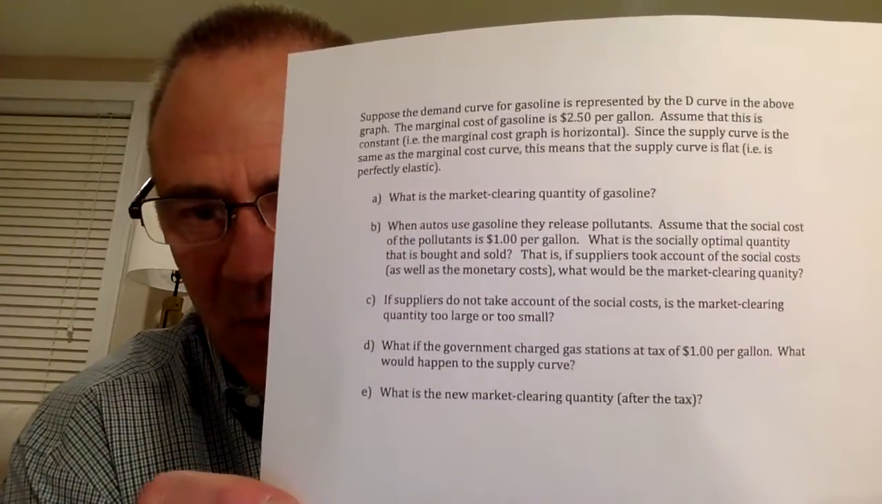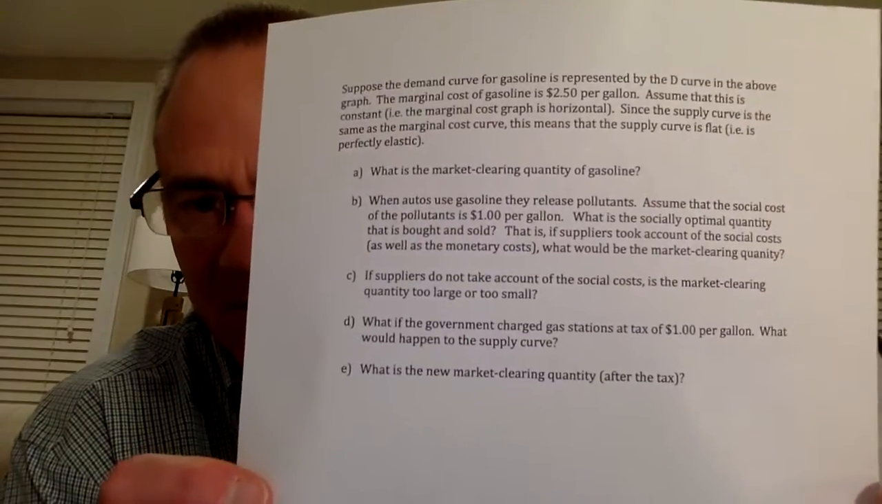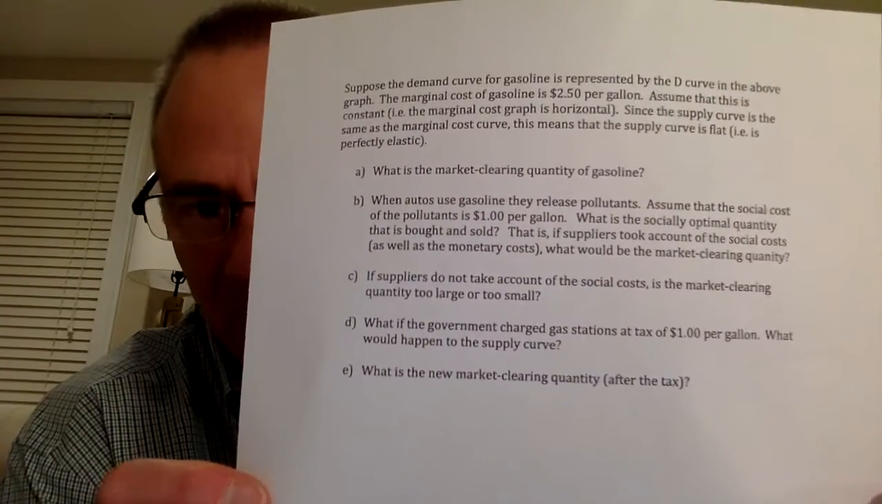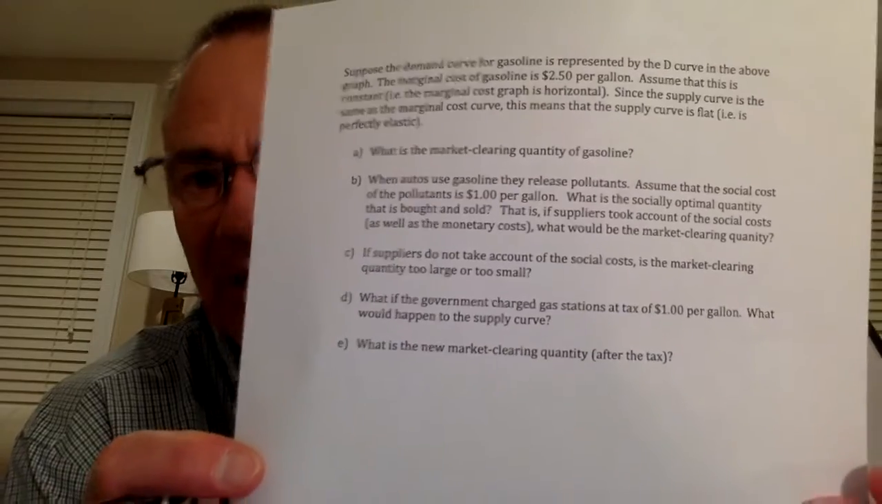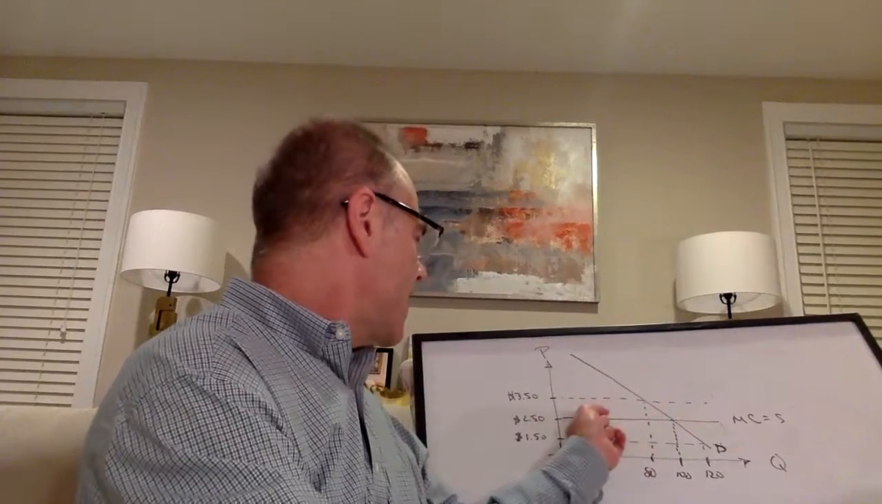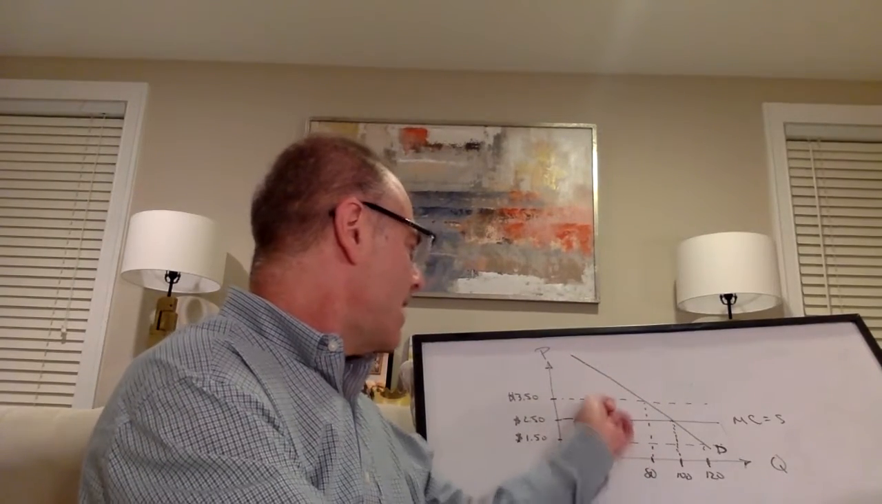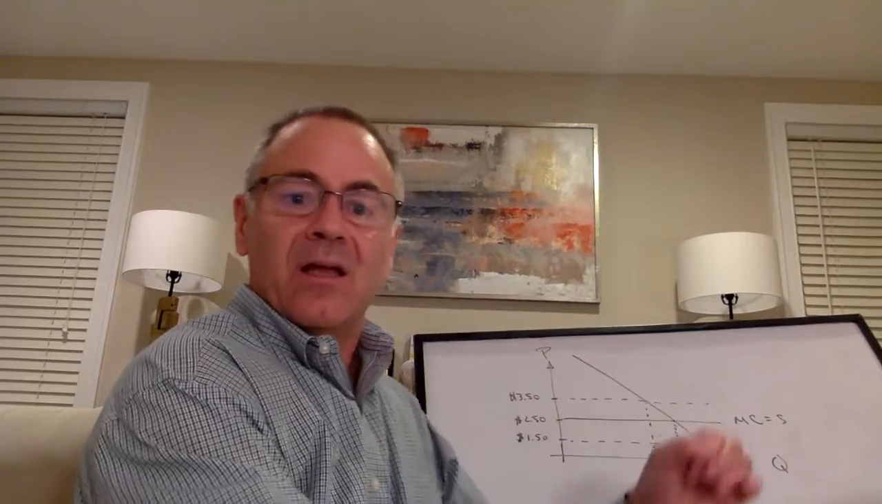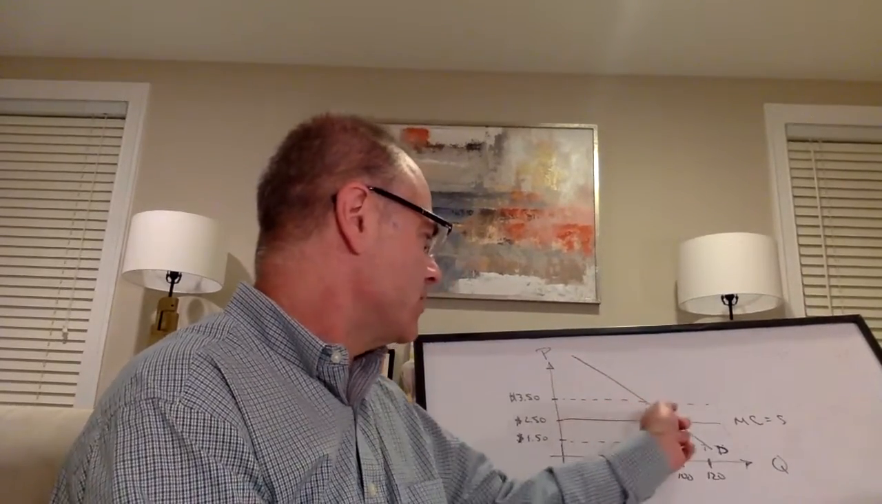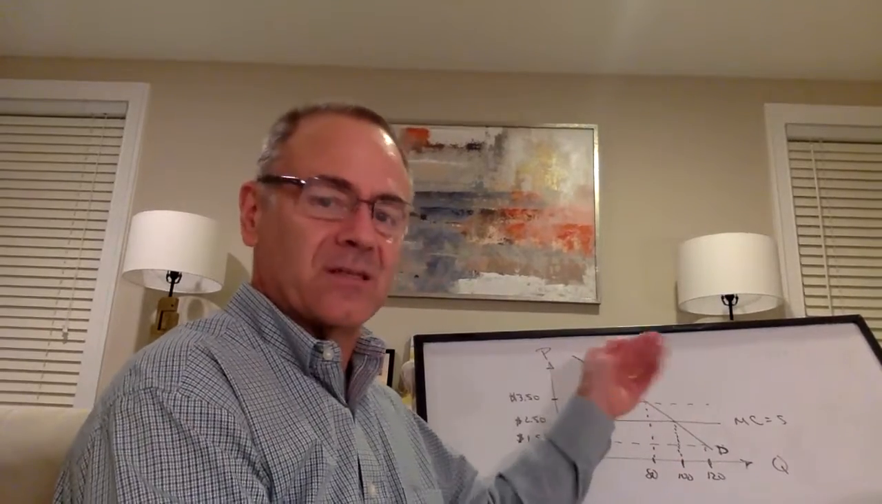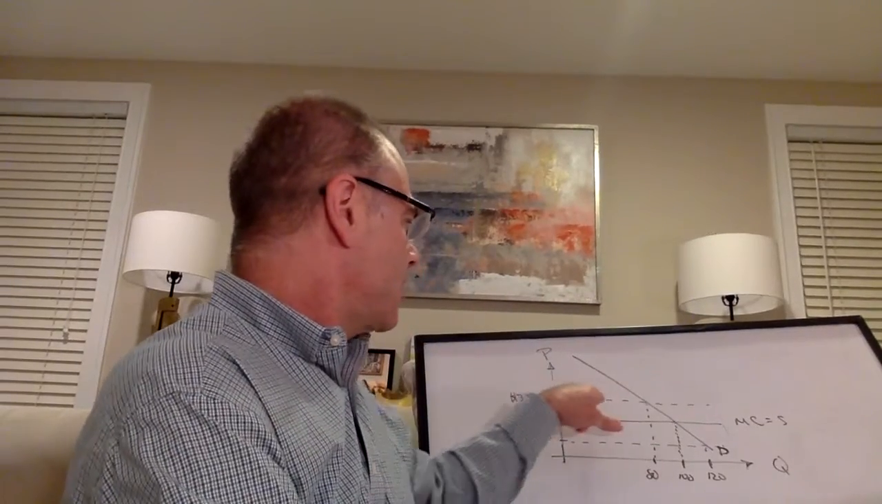But what I'm asking, though, is what is the socially optimal quantity that is bought and sold? That is, if suppliers took account of the social costs as well as their monetary costs, what would be the market clearing quantity? Well, if they accounted for these extra costs, they would just add a dollar to their marginal costs. The total marginal cost is my monetary cost, which is $2.50, plus the social cost, a dollar.